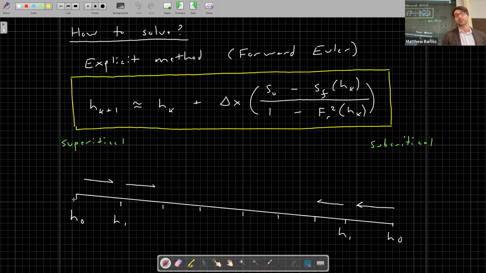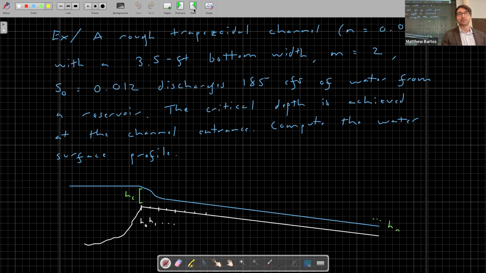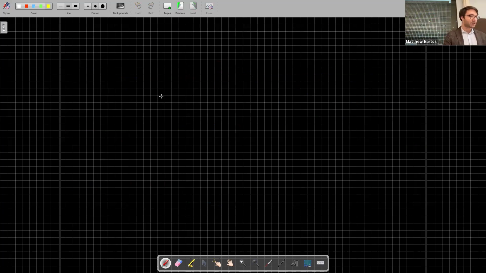So let's say we start off at the top, at the upstream end of the channel. We evaluate this term using that H0 value. For an implicit method, instead of using the current value of the depth, we'll use the next value in sequence. So let's go ahead and apply this method. I'm going to just define it here. So we can apply an implicit method. This is also sometimes called backward Euler.